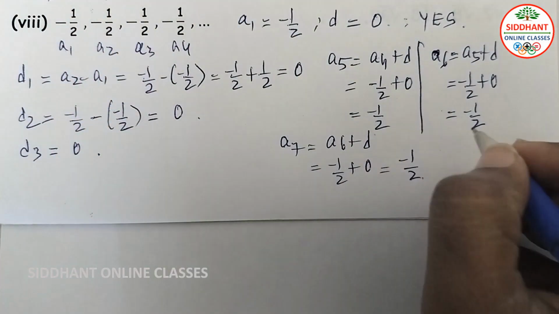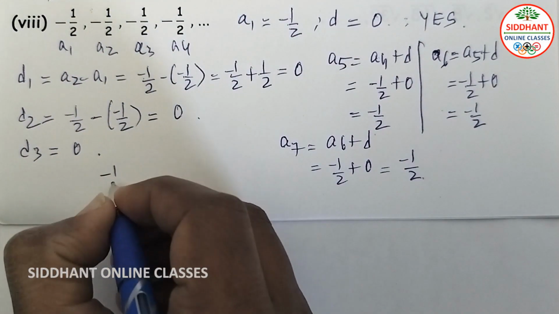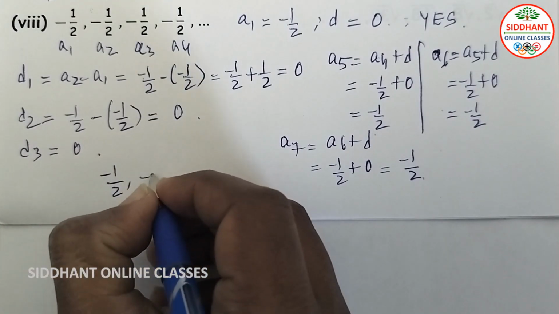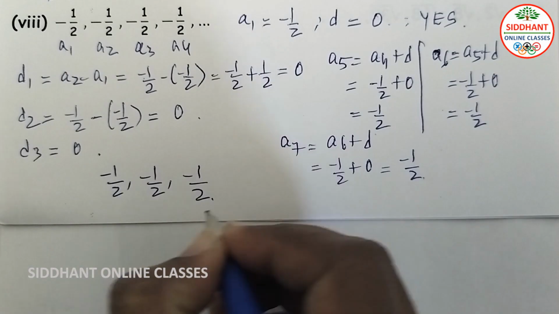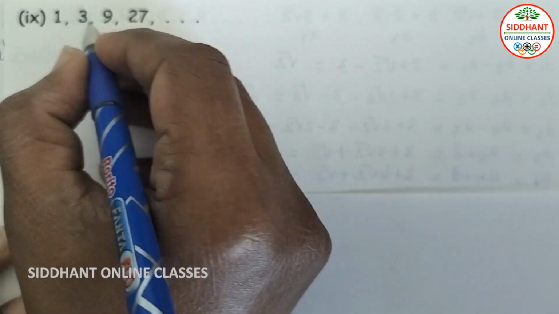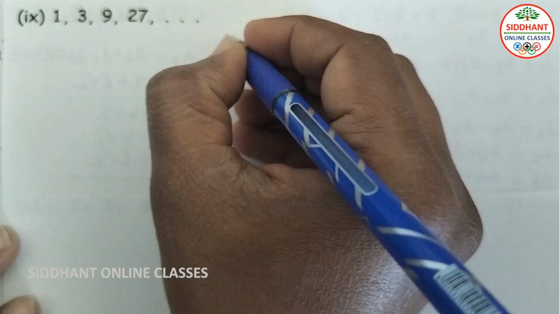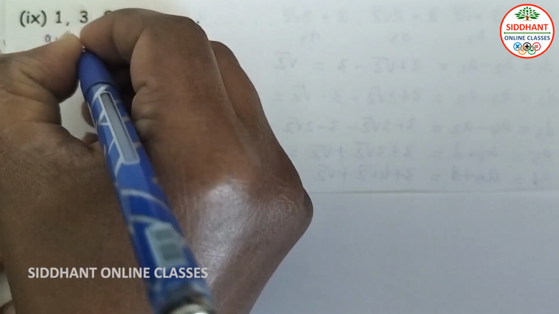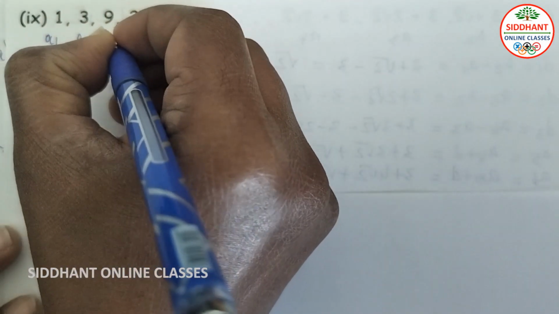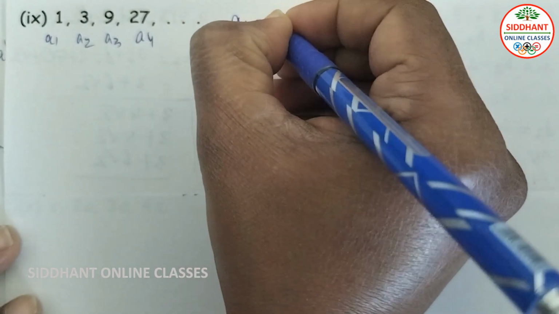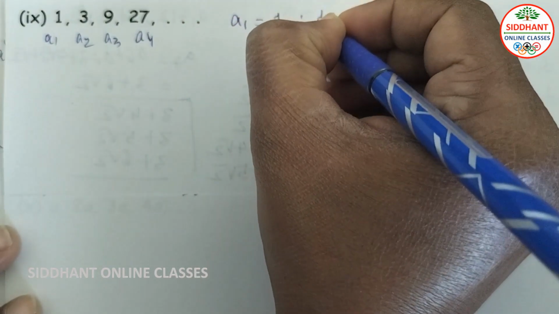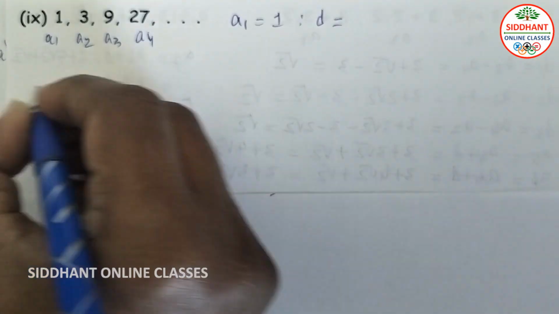So now we got the next three terms, which is minus 1 by 2, minus 1 by 2 and minus 1 by 2 here. Ninth one: 1, 3, 9, 27. So here A1, A2, A3, A4. So first term which is 1 here, and we are going to find out D here.